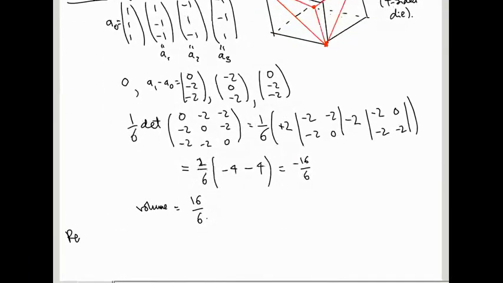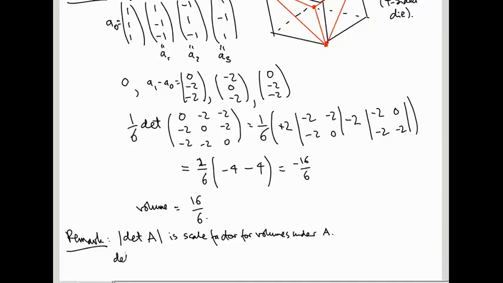So, remark. Det A, or its absolute value, is the scale factor for volumes under the geometric transformation A. And that now means that this formula is completely obvious, at least up to sign. So det AB is the scale factor for B followed by A. And that's the same as first applying B, which scales by det B, and then applying A, which scales by det A.